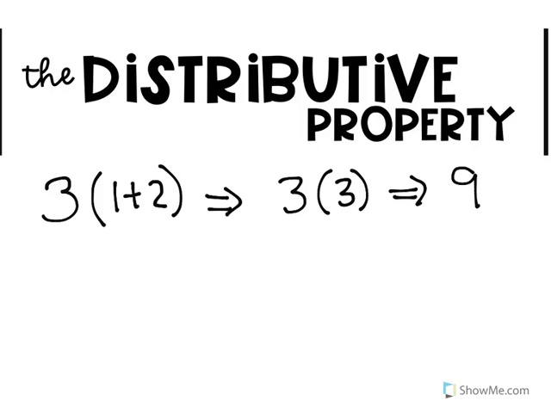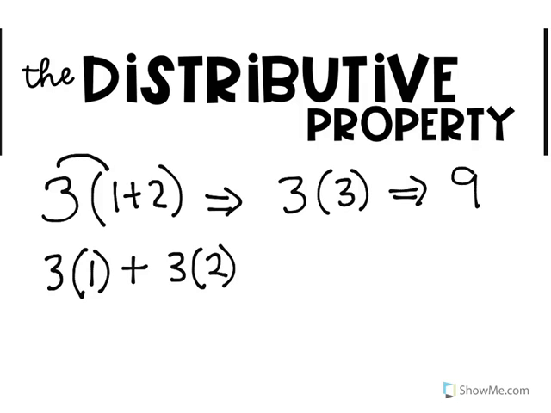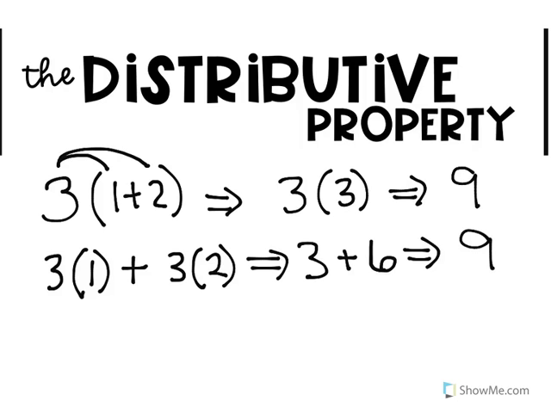Well, the distributive property says that I can also take that 3 and multiply it by 1, then add 3 times 2. If I distribute and multiply 3 times everything. So 3 times 1 is 3, plus 3 times 2 is 6. So 3 plus 6 is 9. You'll notice you get the same answer both times.